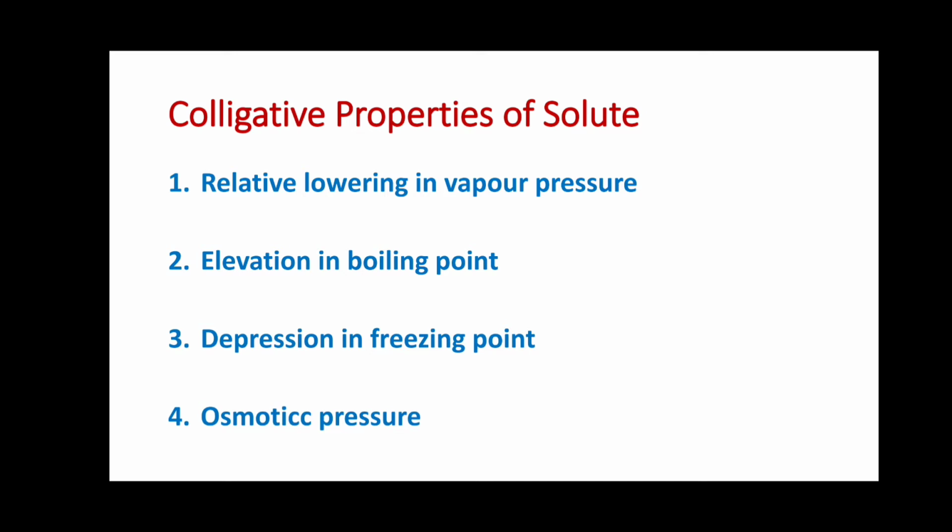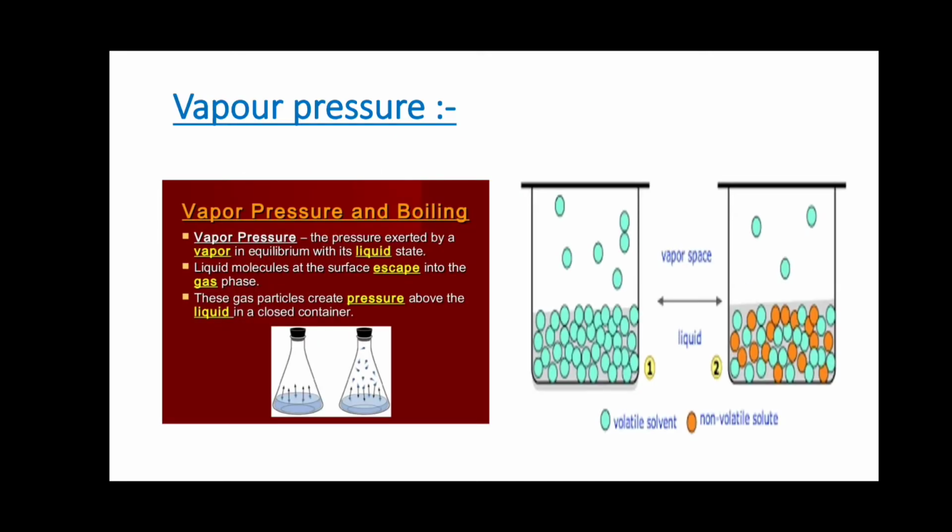So before going to the colligative properties, we have to know what is vapor pressure, what is boiling point, what is freezing point, what is osmosis. These are the important terminology you have to know here. So first of all, what is vapor pressure?